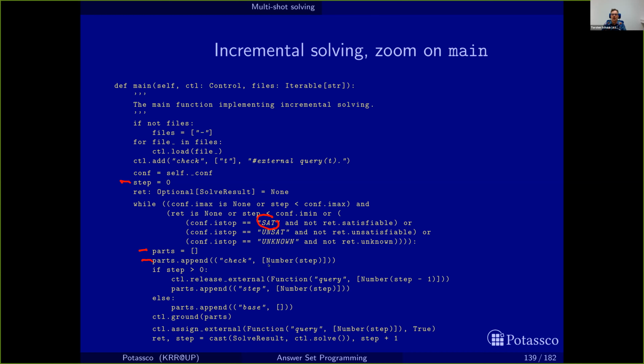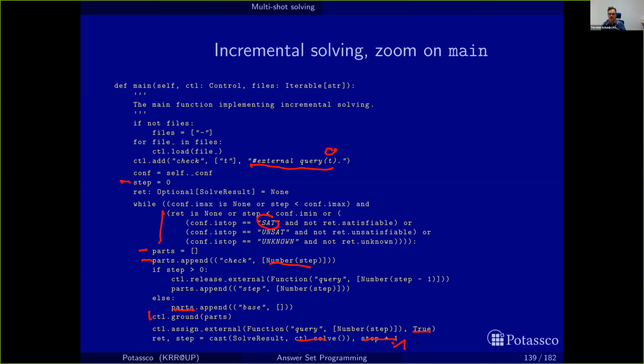So we enter this loop again with step 1, parts variable reset. We add again the check here, the external, but now with the value 1. And now since the step is greater than 0, the first thing that we do is we set the last query variable to false, right? So we release it. We say this is permanently set to false. You can delete all the information by cascading it. And then you append the step program for 1, and you make the actual query true. This is now at step 1, and you solve it.